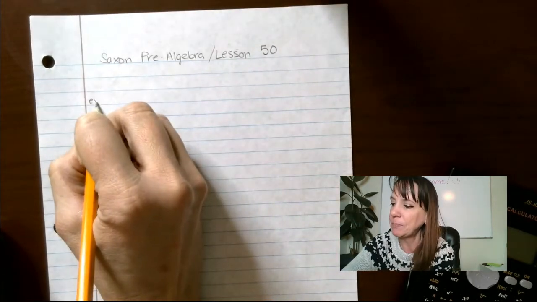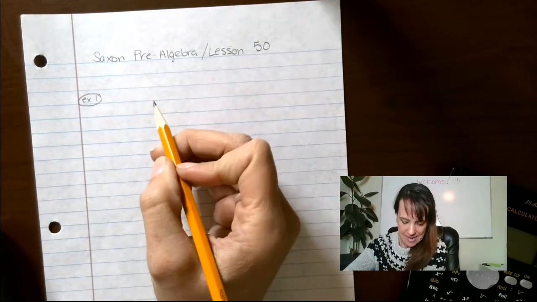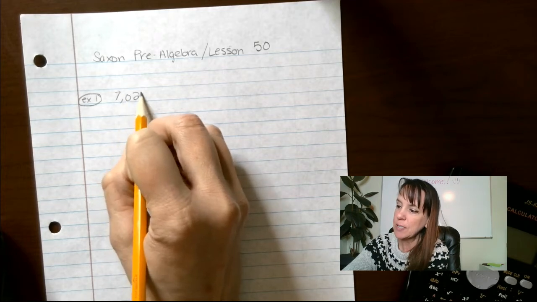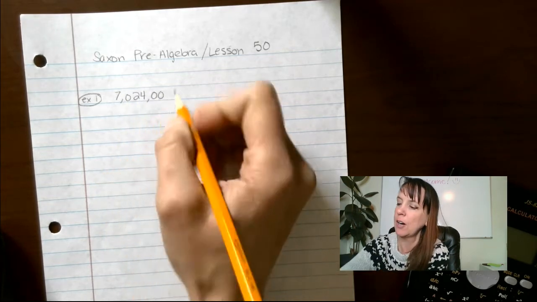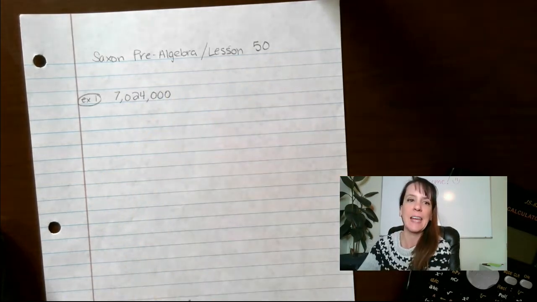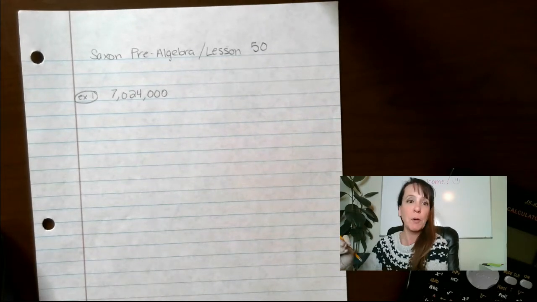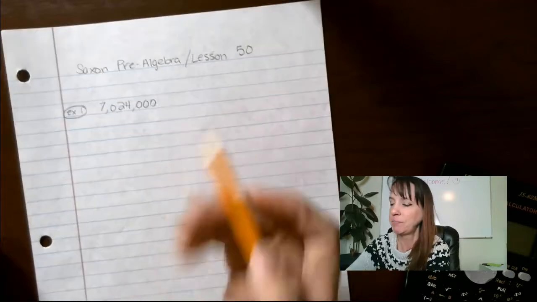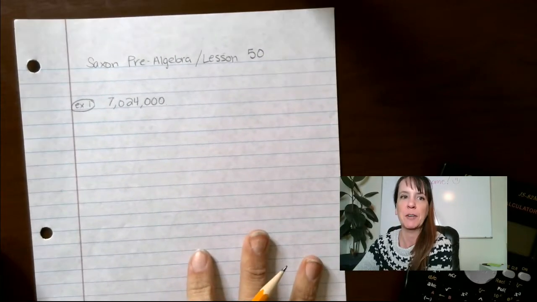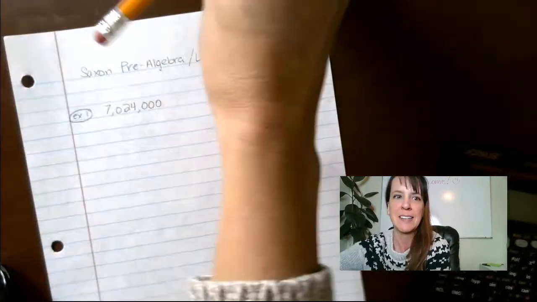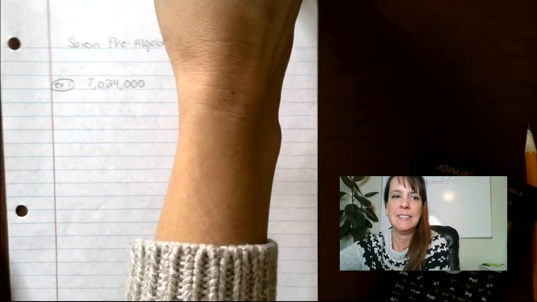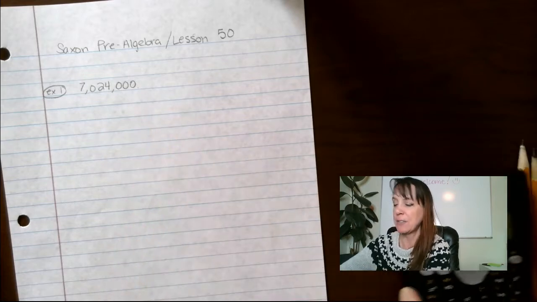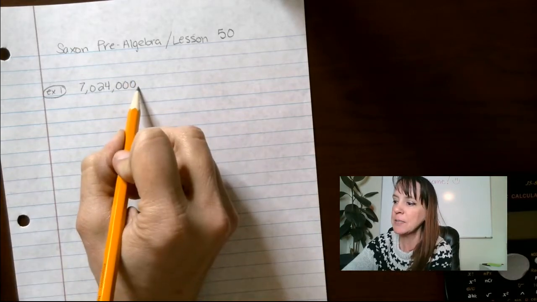Example number 1. This one says, write 7,024,000 in scientific notation. Well, remember, if a decimal is not shown, it is all the way at the end. I don't want this to be crooked. I'm sorry, guys. Let's try that. Okay, so the decimal is at the end. If it's not shown, it's at the end. So here's our decimal right here.